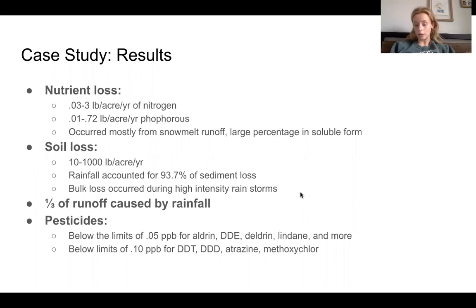One third of total runoff was caused by rainfall, so snowmelt contributed to most of it. And pesticides were largely below the limits of 0.05 parts per billion for aldrin, DDE, Teldrin, Lindane, and others, and below the limits of 0.10 parts per billion for DDT, DDD, and atrazine, and methoxychlor.